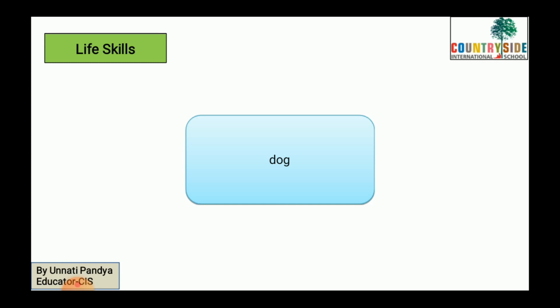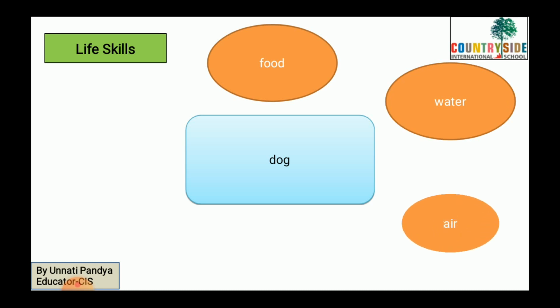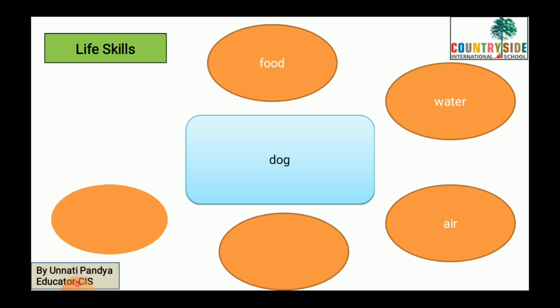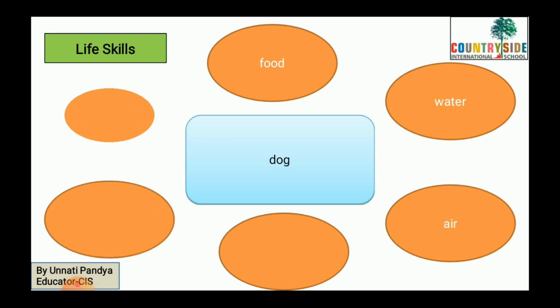Inside each circle, write down one thing that the animal needs to survive. One has been done for you. One is given to us, food. Now we have to decide what would be the other things that my pet would require in order to live and survive. So let's say water, air, and so on. There are 3 more circles which are to be filled up by you yourself.